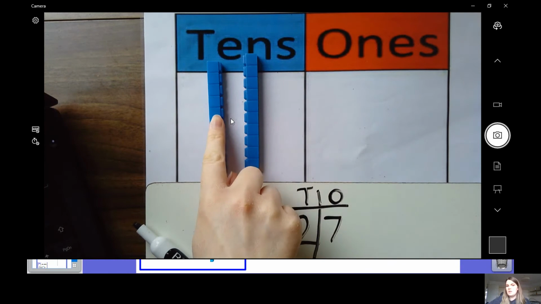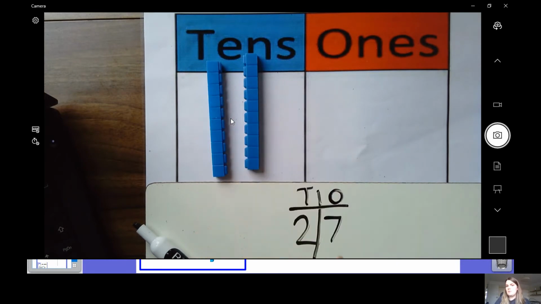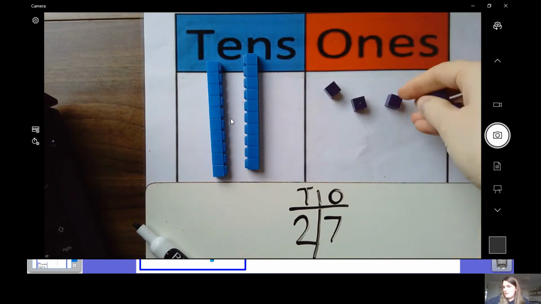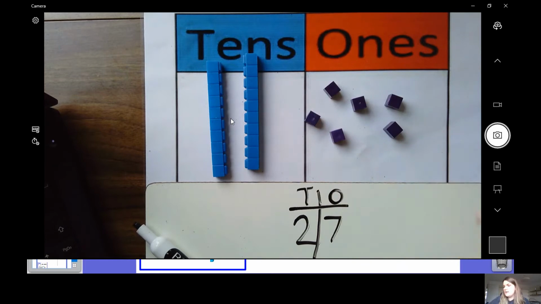How many should this be? 20. Let's count. 10, 20. Very good. How many ones do I need? 7. Okay, let's count our 7. Counting with me. 1, 2, 3, 4, 5, 6, 7. Have I got 7?